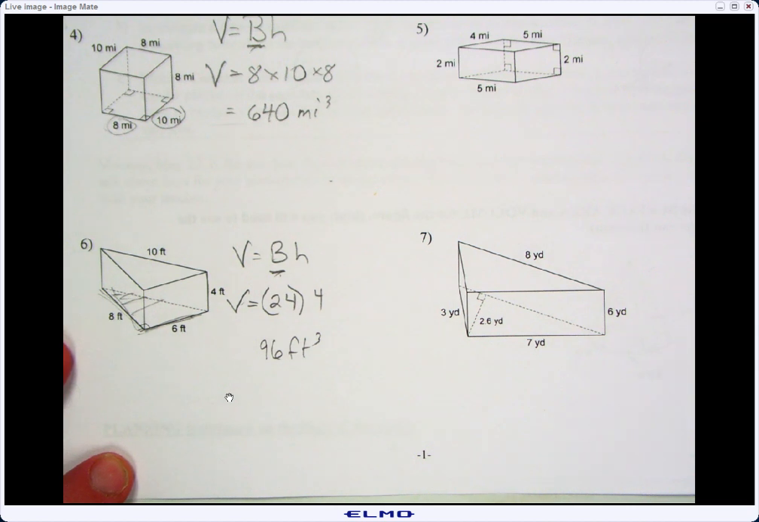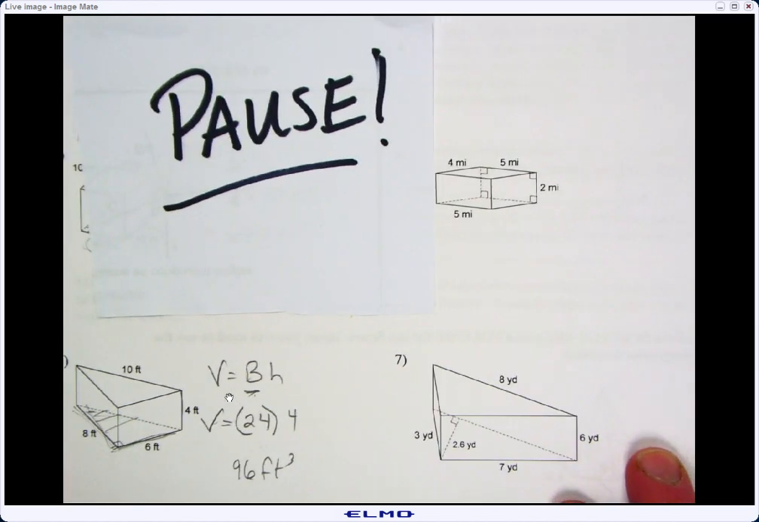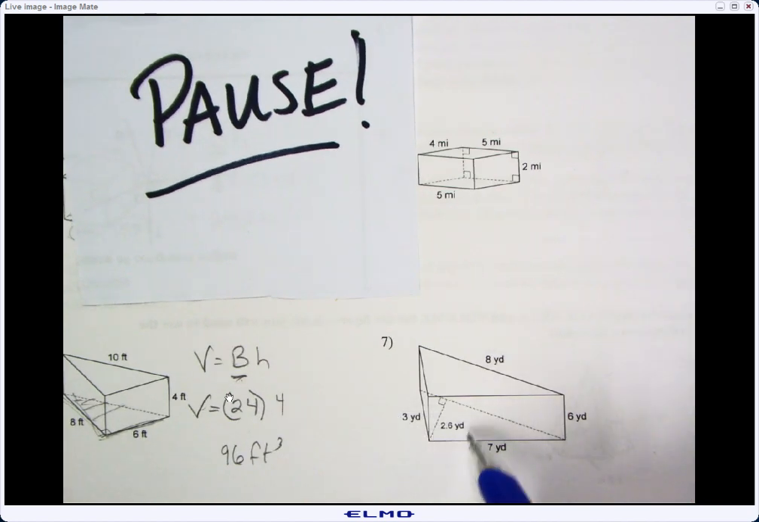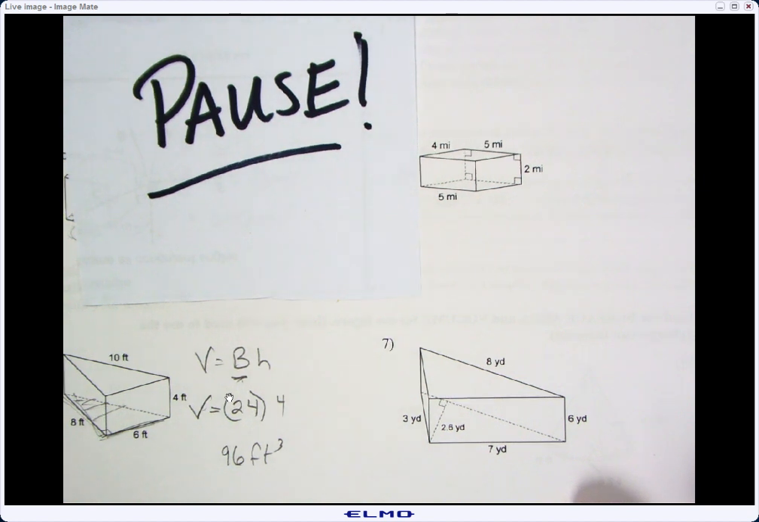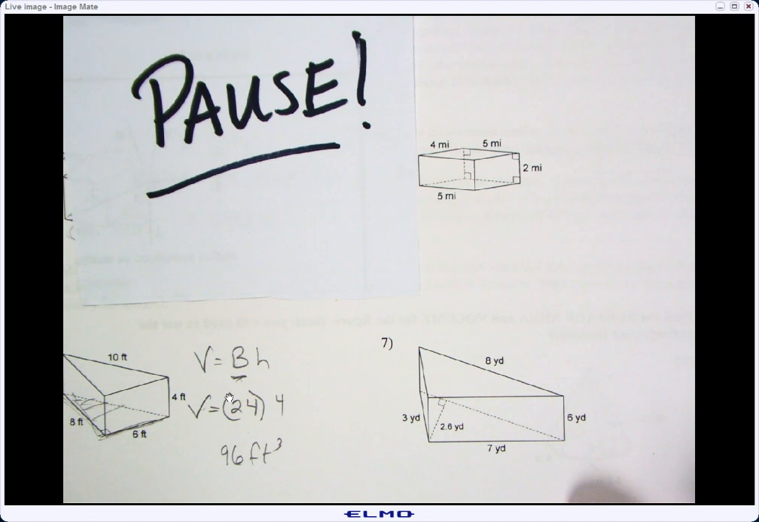When you pause on number 7, pause. Take a look at what's different about this triangle. I'm actually going to do this one. So you go ahead and pause and try to do it, and then I will explain that one.